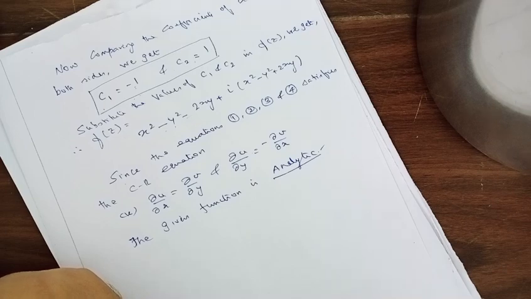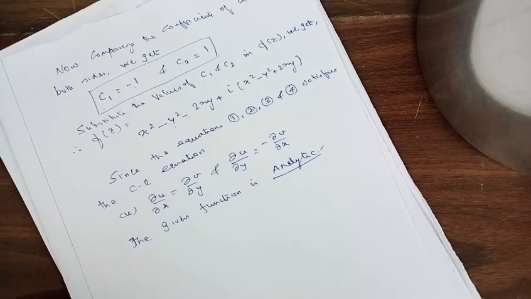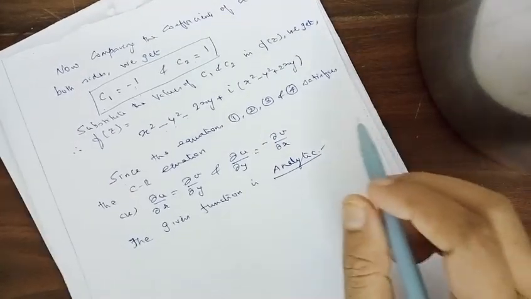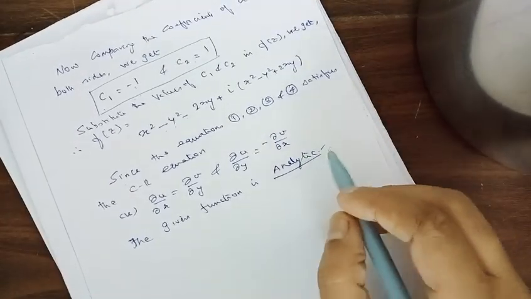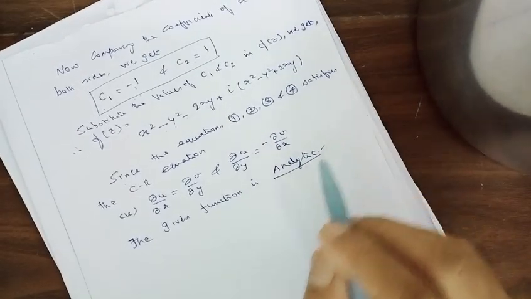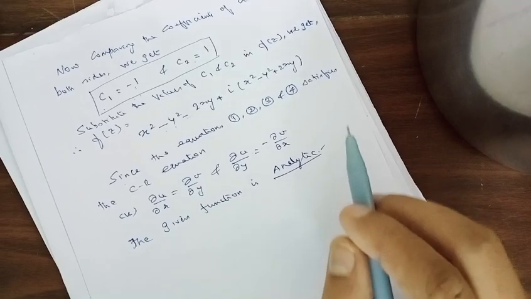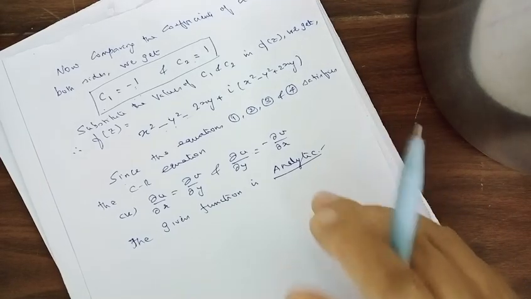Also you check whether the partial derivatives are continuous. Most probably all will be continuous when the partial derivatives are taken. Therefore we find out whether the given function is analytic or not. In this way we will solve the problems. Hope you understand these things.